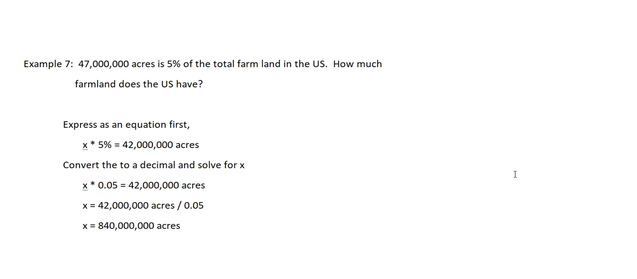Okay, Kansas has 47 million acres of farmland, and it is 5% of the total farmland in the U.S. How much farmland does the U.S. have? Oh, this is actually kind of the same structure here. So some quantity times 5% is equal to 47 million acres. Okay, we're going to convert that 5% to a decimal. 5% becomes 0.05. So x times 0.05 is equal to 47 million. Divide both sides by 0.05, and we find that the U.S. has 940 million acres of farmland.